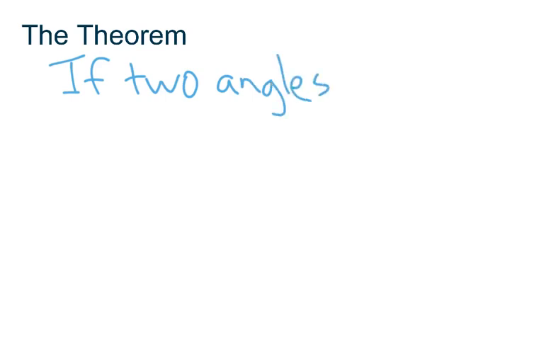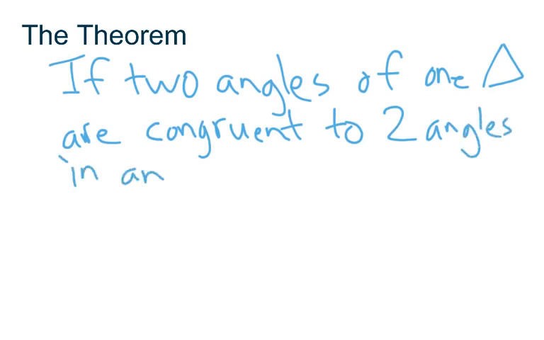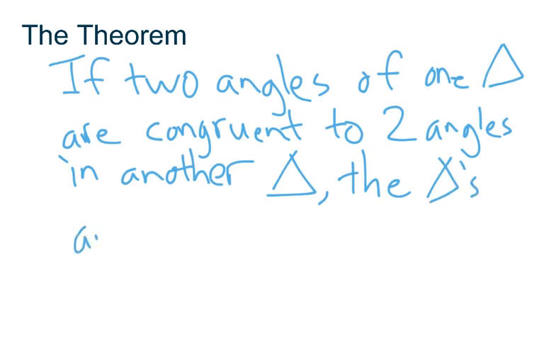And the theorem we're going to look at today is that if two angles of one triangle are congruent to two angles in another triangle, the triangles are similar.